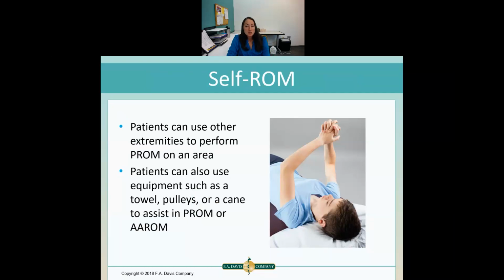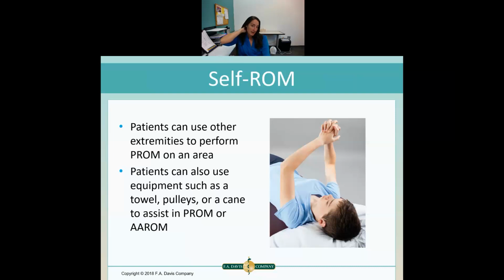Self range of motion, so typically we call it active assistive range of motion. They can also do passive range of motion. So the patient uses one arm to mobilize the other or uses their arms to mobilize their legs. So they're doing basically a passive range of motion on themselves. You could also consider it active assistive range of motion because it's really hard when you're using one arm to lift the other not to also activate the arm you're using.